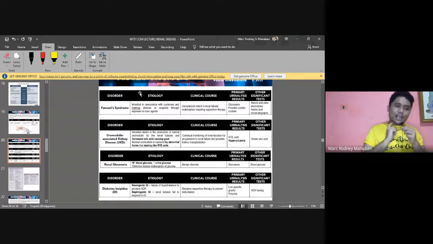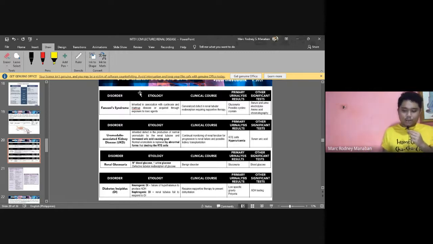And because of that, the mutation also results in the increased production of uric acid. So it's a 2-in-1. The gene is mutated, the gene is defective, so what happens is there's a problem in the production of uromodulin by the RTEs, and aside from that, it leads to the increase in the production of uric acid. So therefore, patients with UKD may have gout also and uric acid crystals. All right. Now, normal uromodulin is replaced by abnormal forms that can damage your RTE cells. Because again, there's a defect in the gene that produces the normal uromodulin. So abnormal forms are produced that can damage the RTE cells.